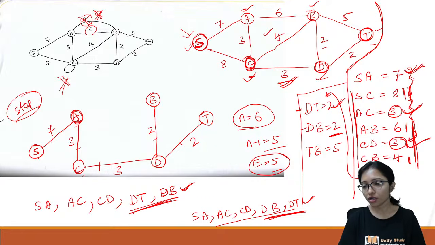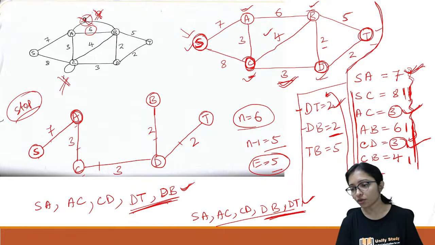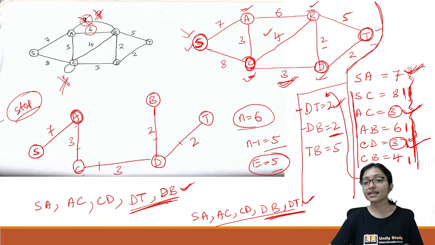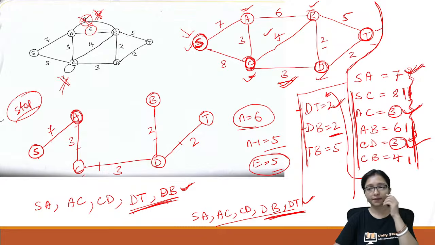Suddenly we went to B. You are at vertex T. I am at vertex T now. It is my available list. Out of the complete available list, which one is the minimum, I will choose that.